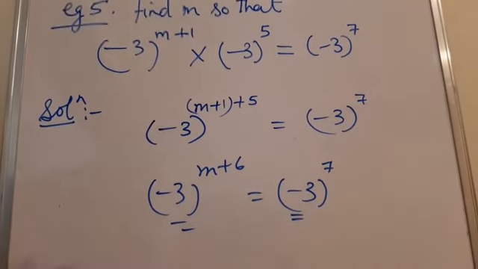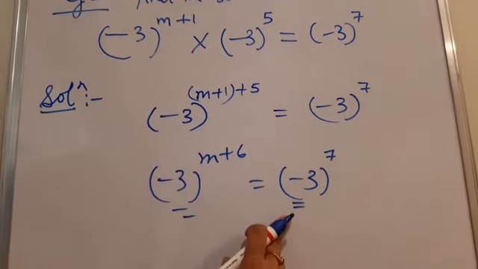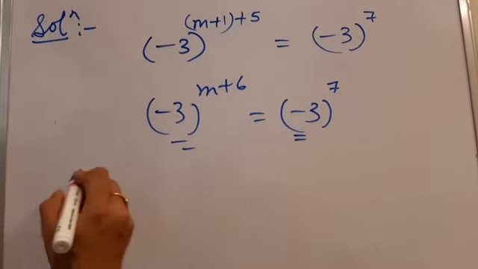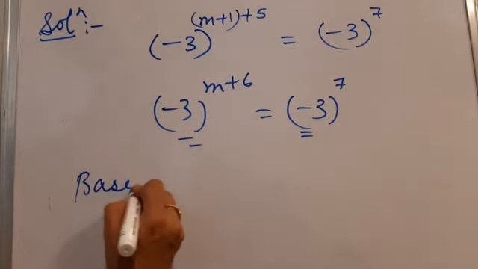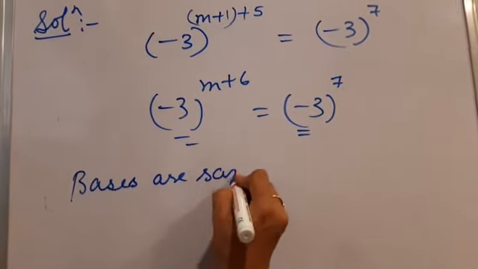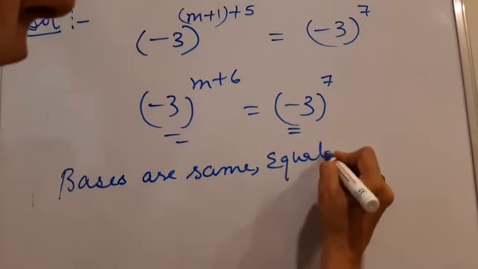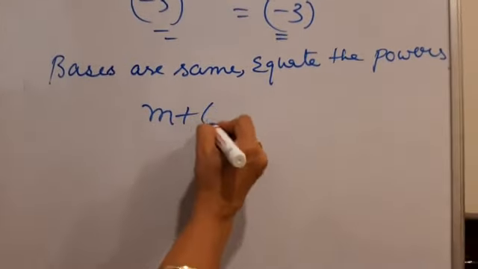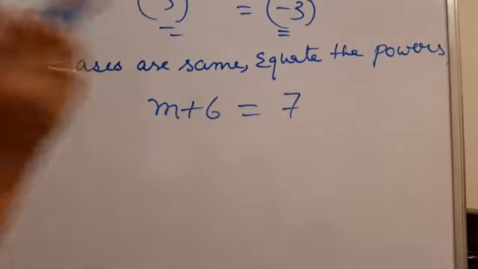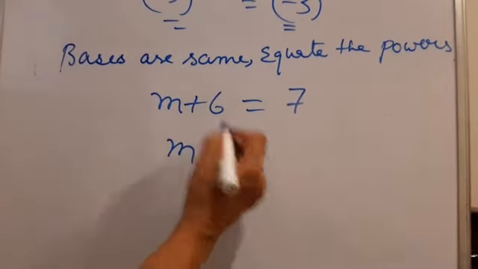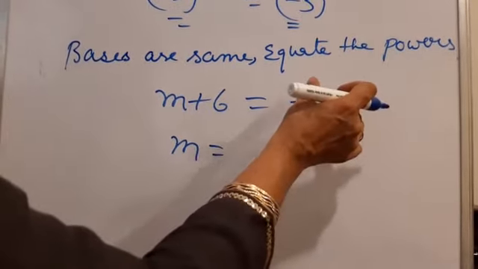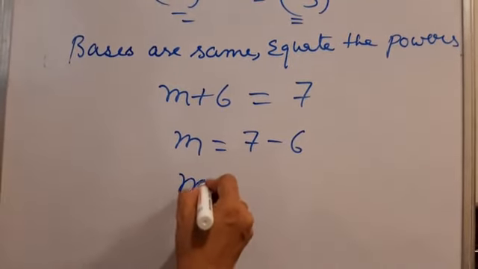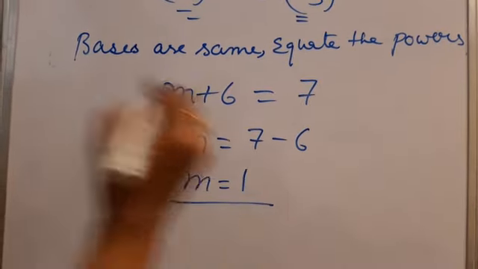Now both the bases are same, so we can equate the powers. When bases are same, you can equate the powers. Now we can write the powers only and equate them. Now this 1 will be transposed to the right hand side and it will become 7 minus 1, 2m equal to 6, so m equal to 3. So this is the result.